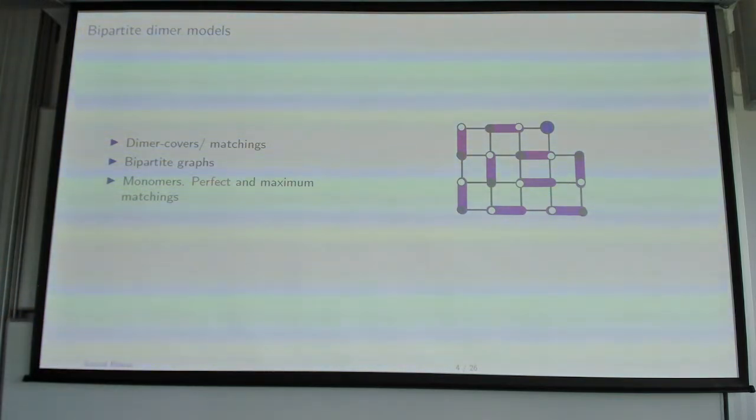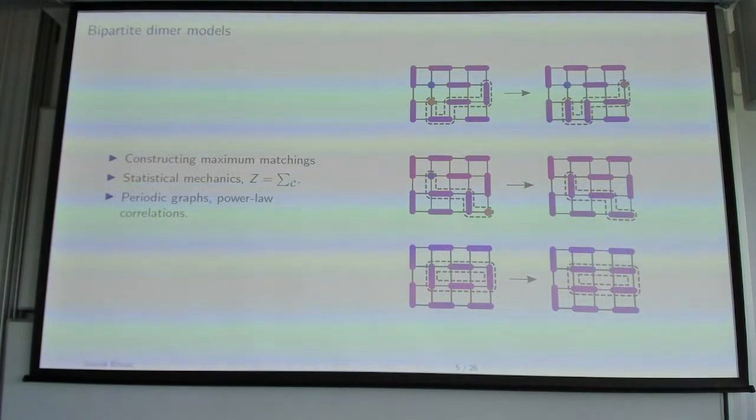If it's possible to make a configuration which does not have a monomer, we say that the graph has a perfect dimer cover. Dimer covers are also called matchings because each dimer is like matching two different sites. So we could say it's a perfect matching or a perfect dimer cover. And you could also define maximum dimer covers and maximum matchings like this. So given a perfect or maximum dimer cover or matching, you could do all of these things.